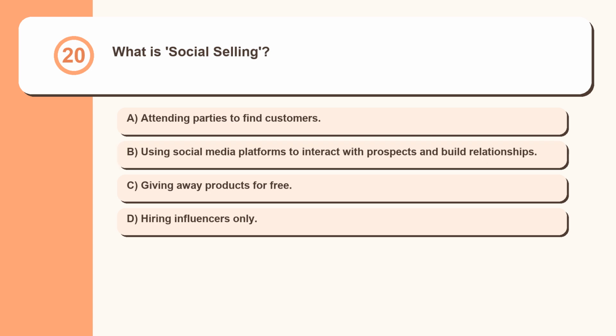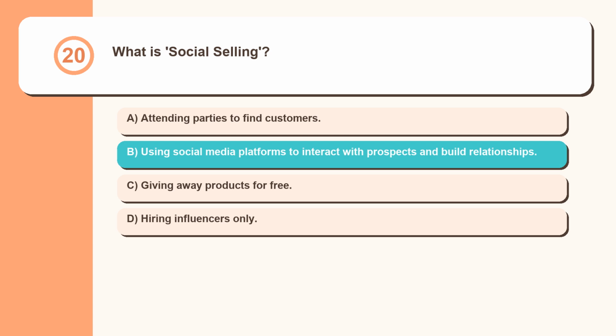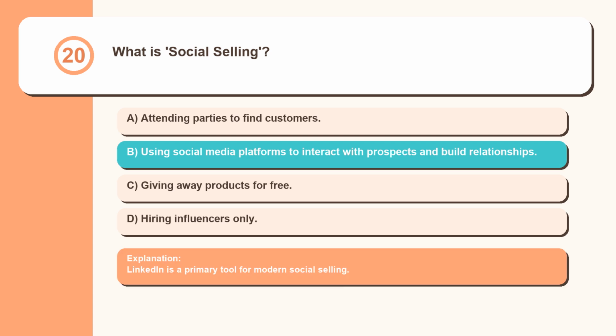Question 20. What is social selling? Attending parties to find customers. Using social media platforms to interact with prospects and build relationships. Giving away products for free. Hiring influencers only. LinkedIn is a primary tool for modern social selling.